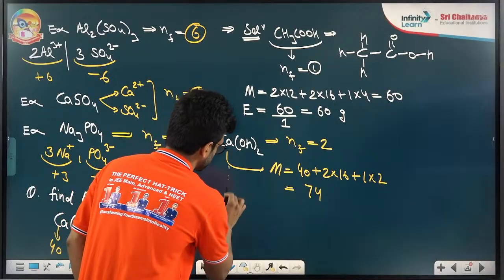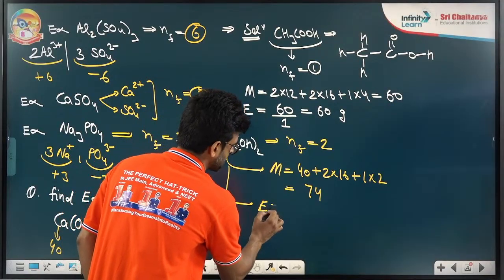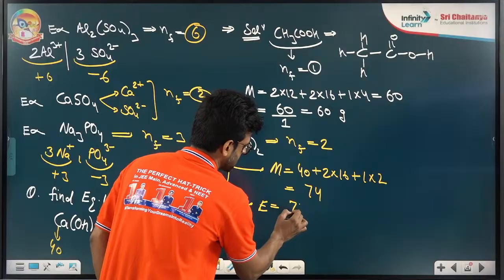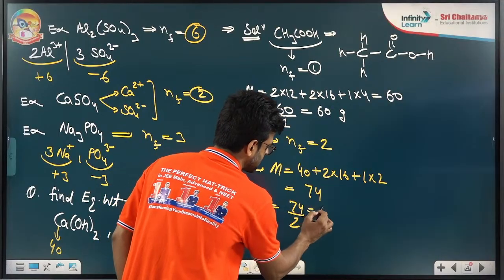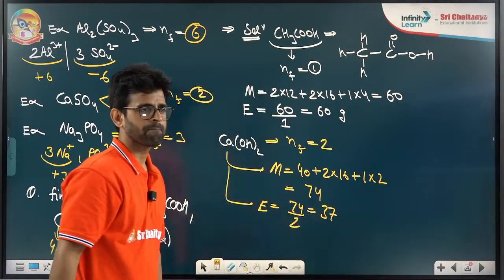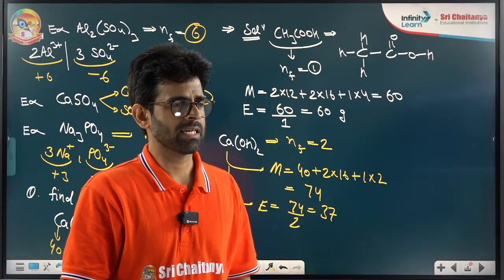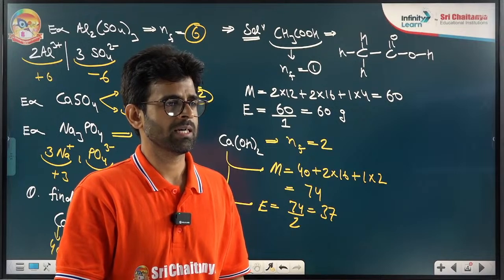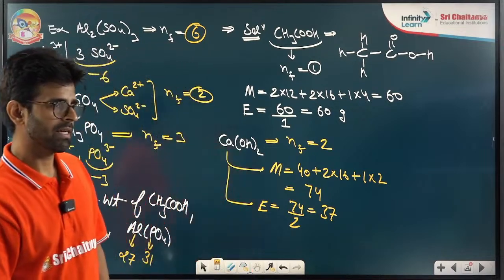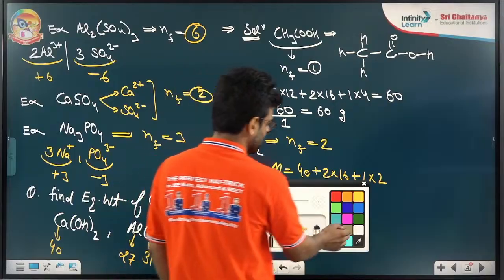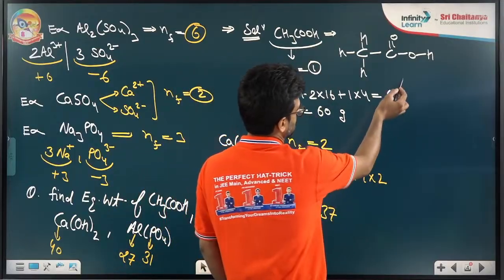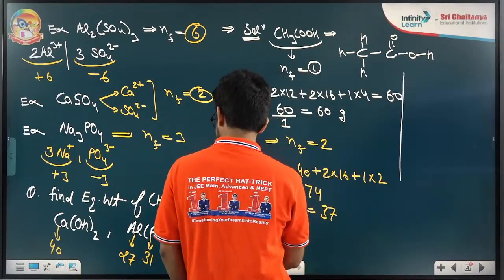That's it. If you know the molar mass, what is the equivalent mass? It's molar mass by 2, that is 37. Very good. That's it. Great. Yes, Prashant is giving the right answer. Yamini also. It's very great. Fine. Nice. Now, the next one. Last one. Okay? Try this one.